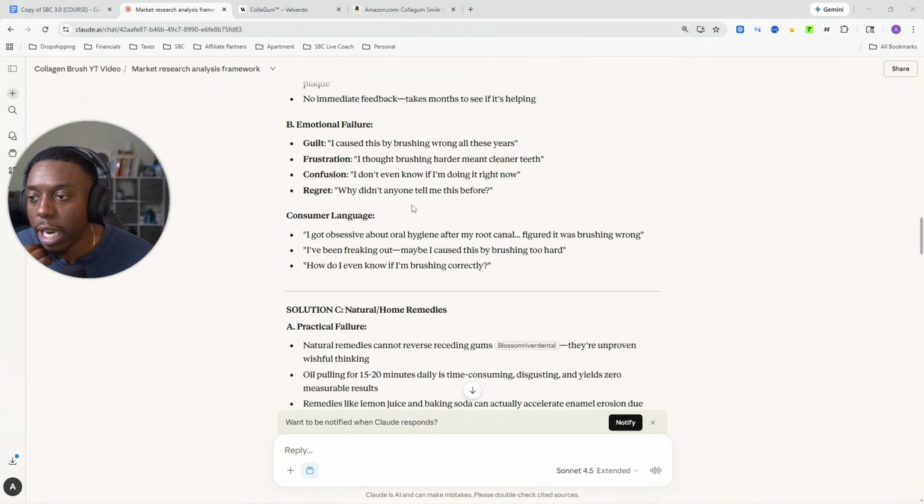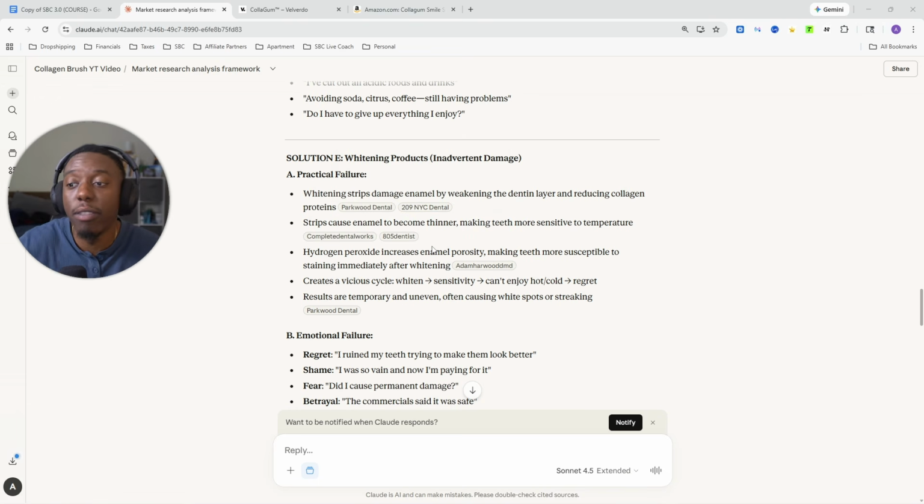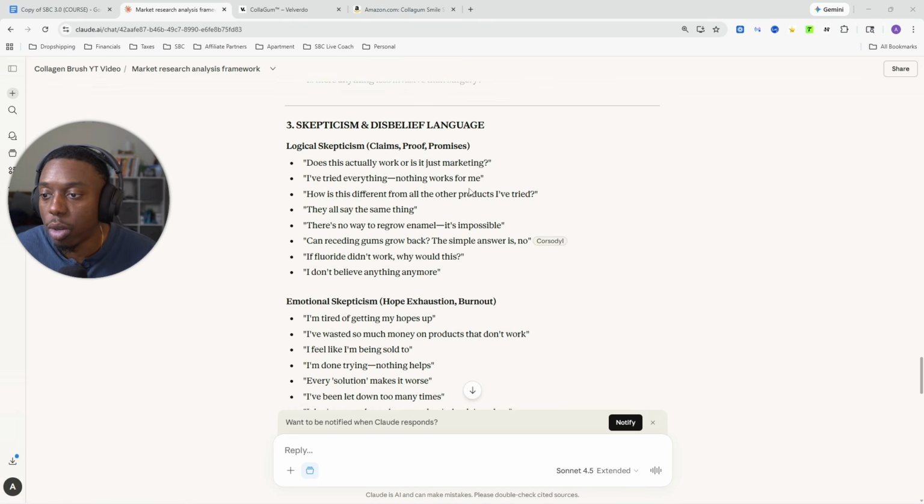So this will be good for that. Just all the different other potential solutions out there, or potential questions they may even have about your product. So that is also good to have as well.